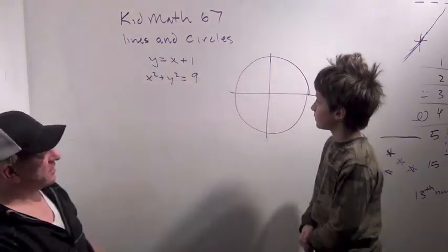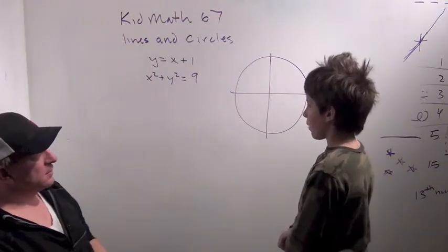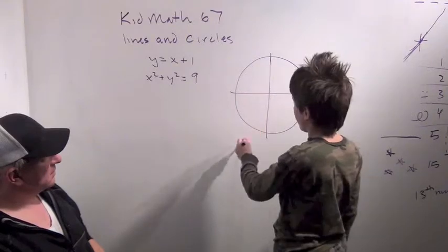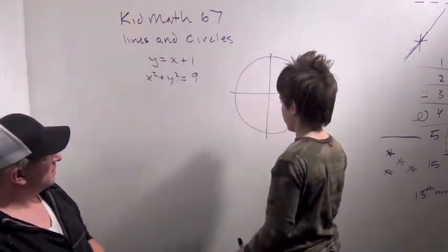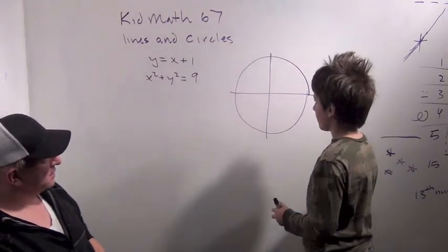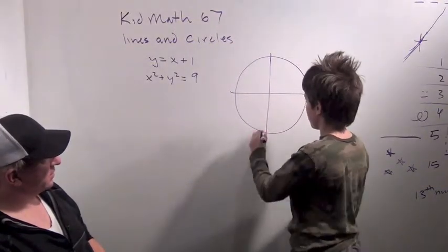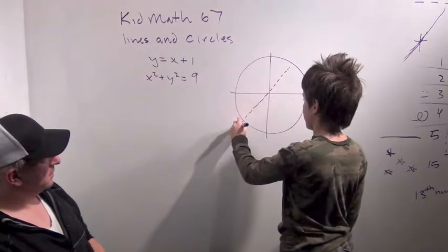What about the line y equals x plus 1? What is that going to look like? Well, we have our y equals x line, but y equals x plus 1 will just be 1 more. It'll be shifted up 1. Okay, so draw in y equals x plus 1. So maybe something like that.